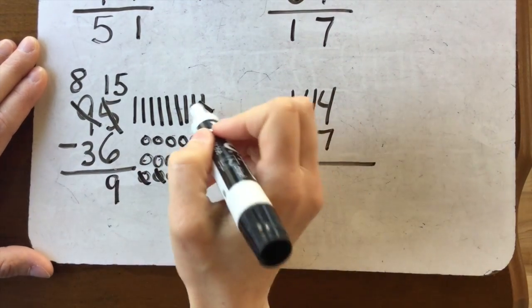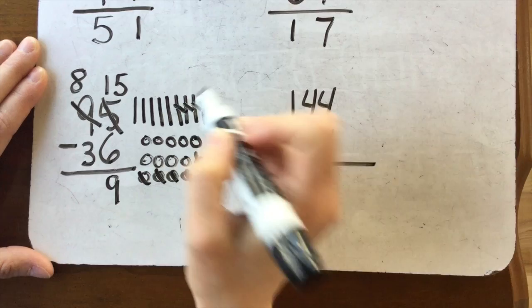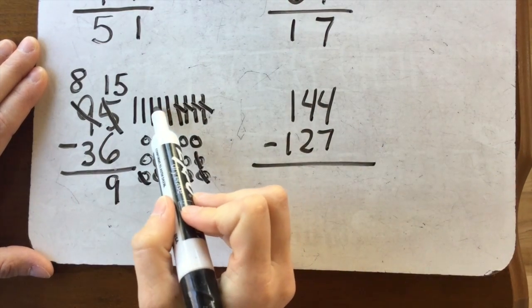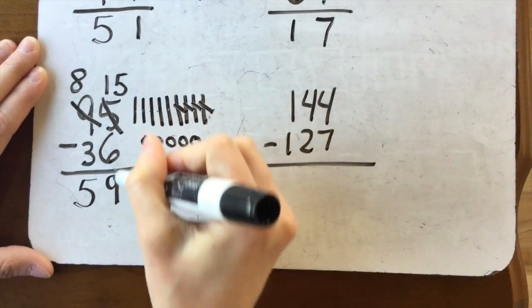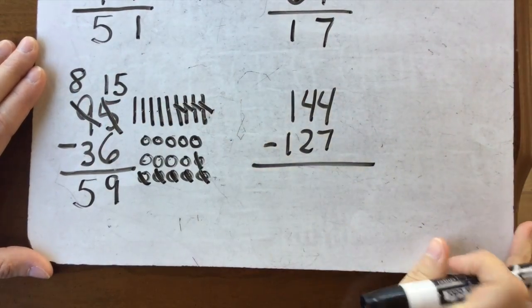We need to cross off 3 tens. 1, 2, 3. And how many do we have left over? 1, 2, 3, 4, 5. 15 minus 6 is 9. 8 minus 3 is 5.